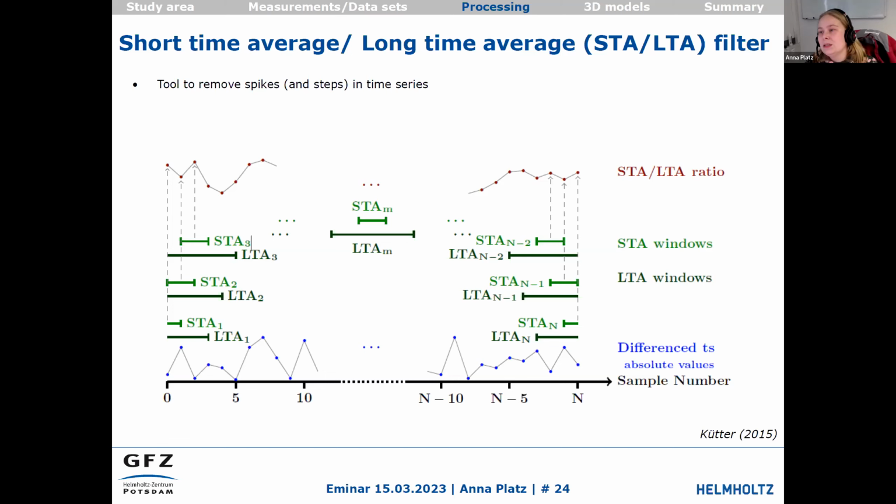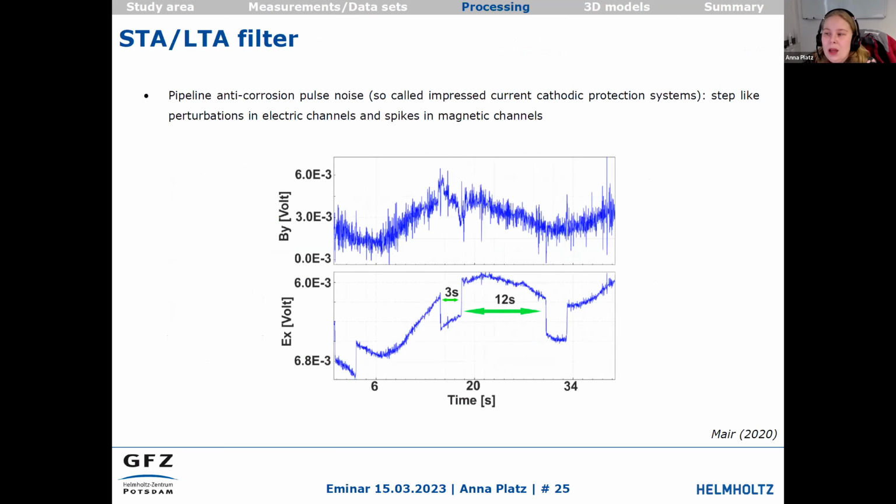And the main idea is, in case you do not have a remote station, to interpolate between the events so that you can remove these spikes and steps. And this was really important for us in the northern part, because there we have a lot of pipelines, and these pipelines have so-called cathodic protection systems, and these cause anti-corrosion pulse noise in our data. You can see this here in the electric channels.